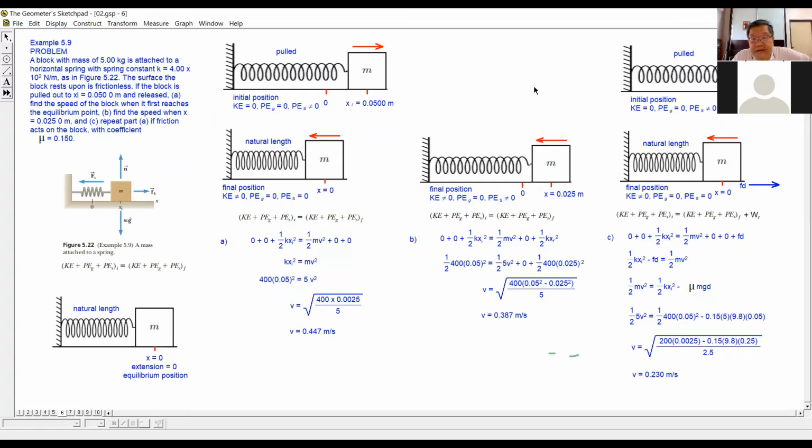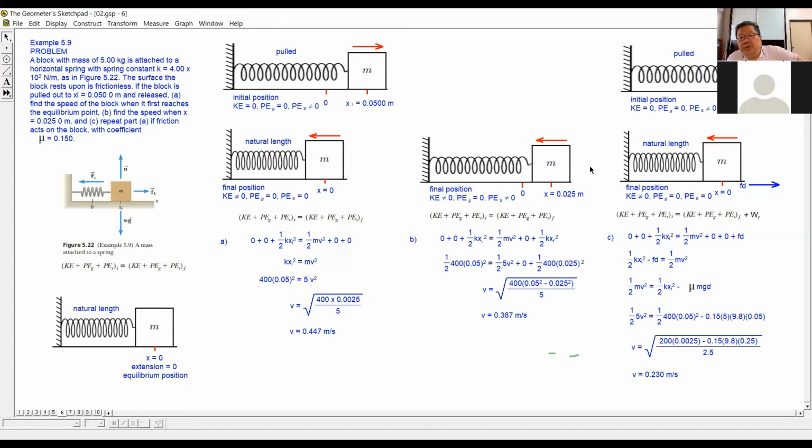So we are going to use the same method. Find all the three energies, total them up, and say, oh, conservation of energy. So we try to equate the two and try to solve for the value of v. Okay, so this is what we're going to do. Let's say this position, the final position.